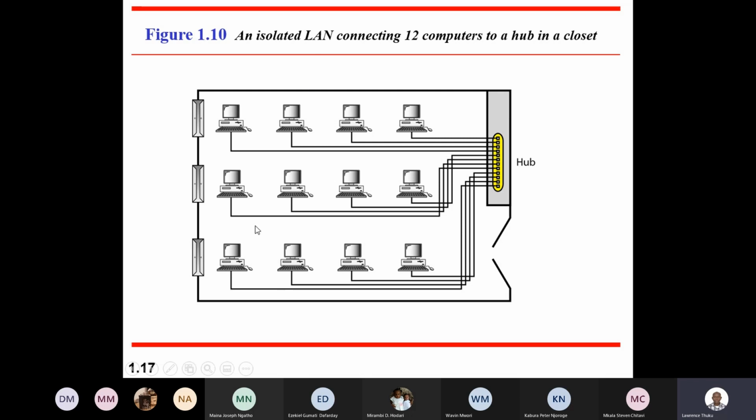So this forms what you call an isolated hub, isolated because it has not been connected to another environment or another lab, for example, in this case. So this is just an example of what we mean by a local area network.